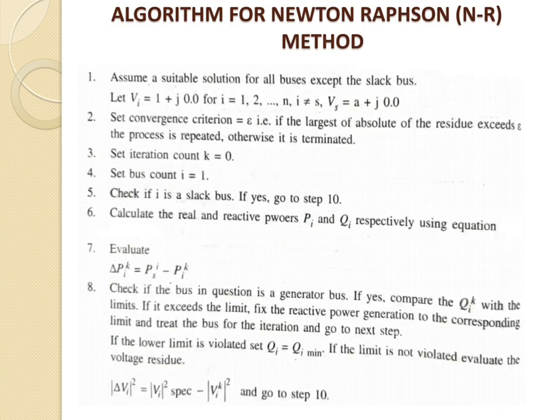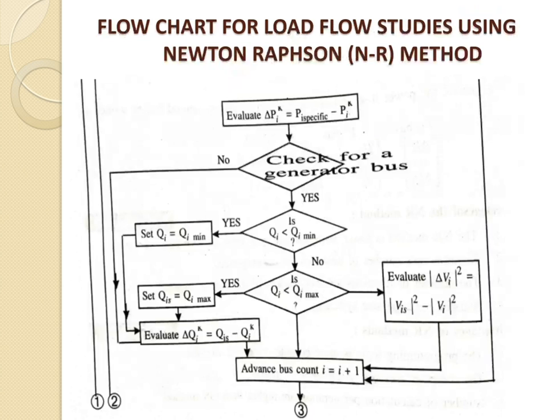Firstly we will go for the algorithm. Step number 1 is to assume a suitable solution for all the buses except the slack bus. In that case we will go for the flow chart.